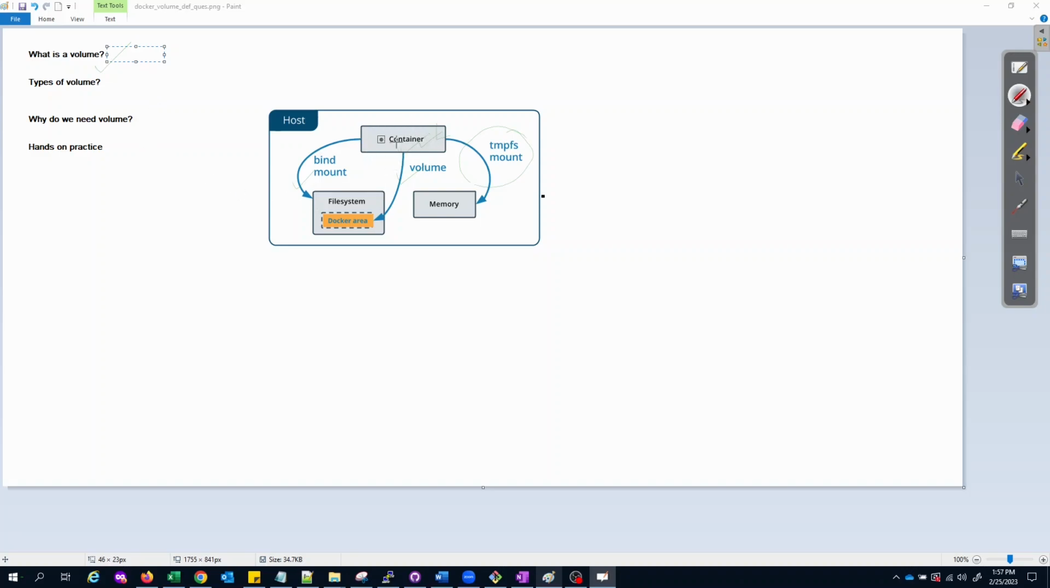This is our container. We store our data outside in the host machine, and this is not going to affect our container. So our container is still lightweight. That's a very good thing about using a data volume.